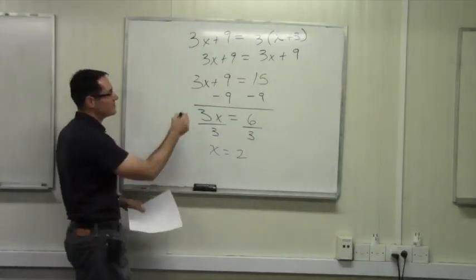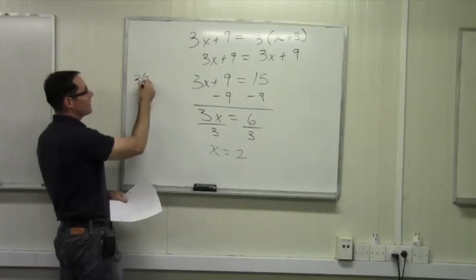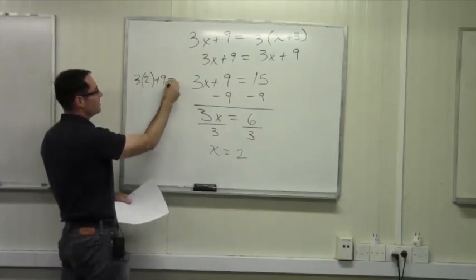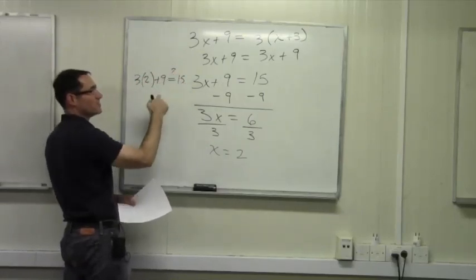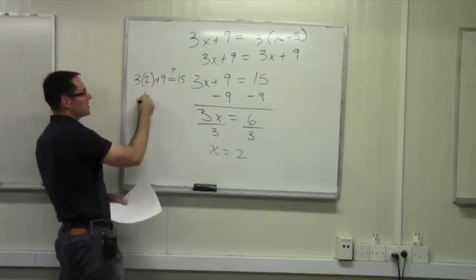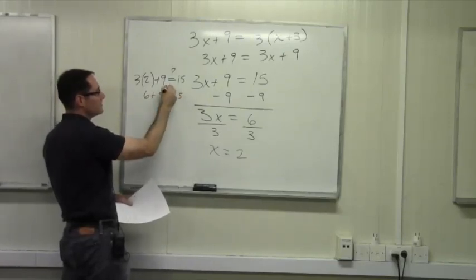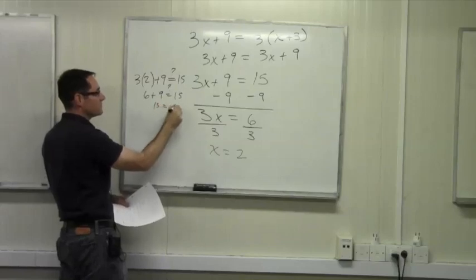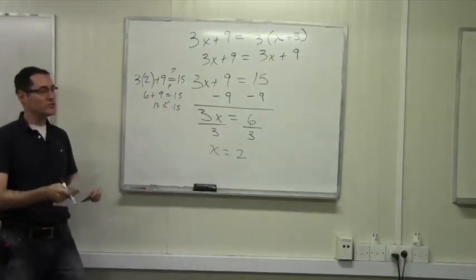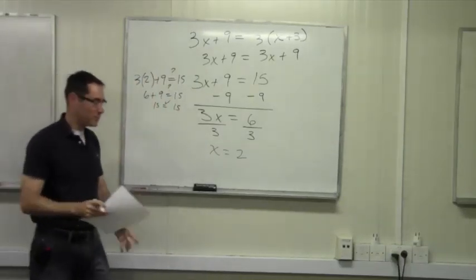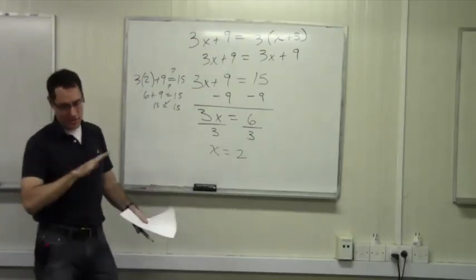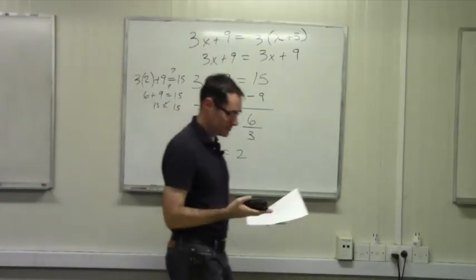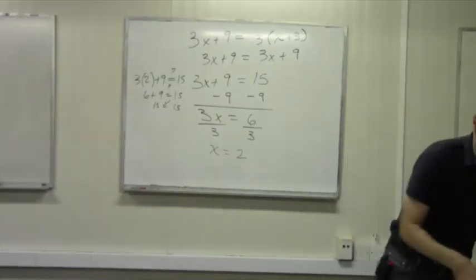You can always go back and say, all right, 3 times 2 plus 9 equals, with a question mark over it, 15. 3 times 2 is 6, plus 9 equals 15. 15 equals 15. We're done. So you can always check these, which is good. And I'm going to give you plenty of time when you're doing tests and things to check your answers. Always check your answers.